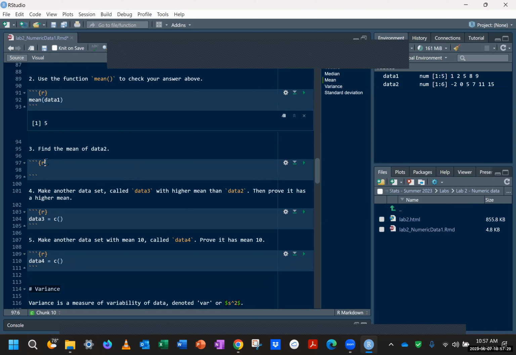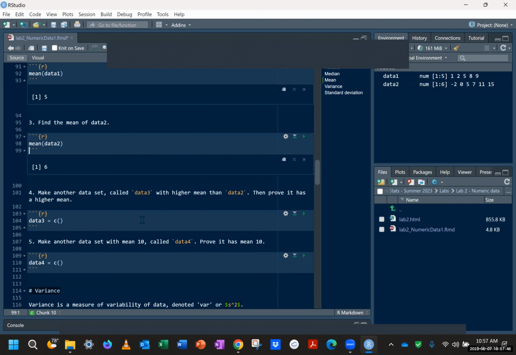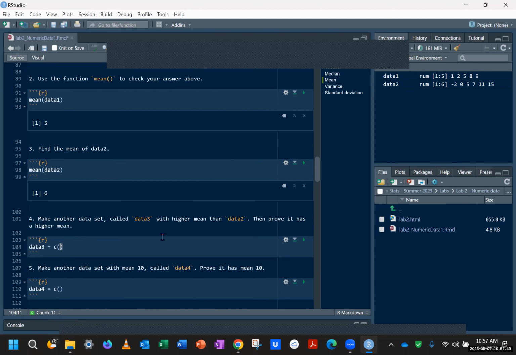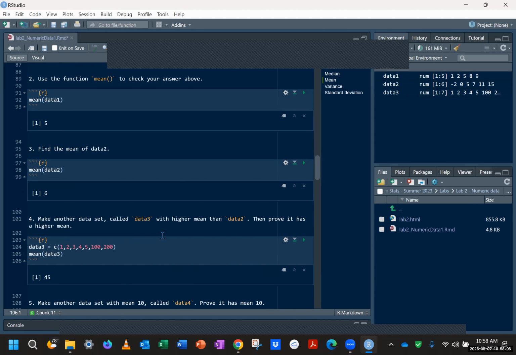So now your task is to find the mean of data 2, and then we're going to make another data set that's higher mean than data 2. What's the mean of data 2? 6. Okay, I want to try to find a data set that has a higher mean than data 2. And then I want to prove it has a higher mean. So I'm going to put some values in here. What should I put? Maybe I'm going to put 1, 2, 3, 4, 5, but then I need some big numbers, maybe 100, 200. Let's see what the mean of this is. Indeed, this has a higher mean than data 2. I've just made the numbers bigger.